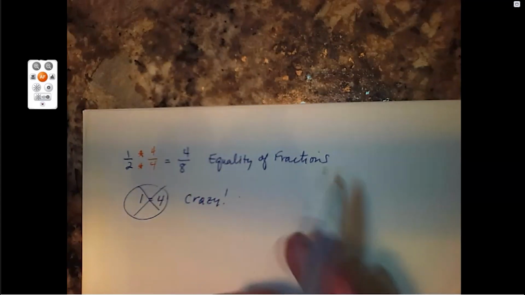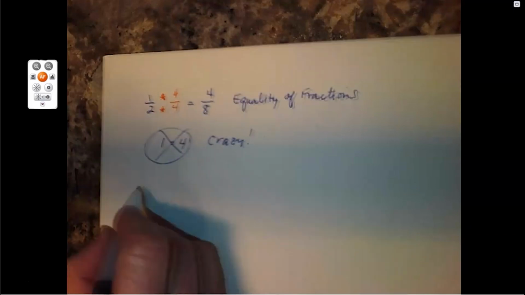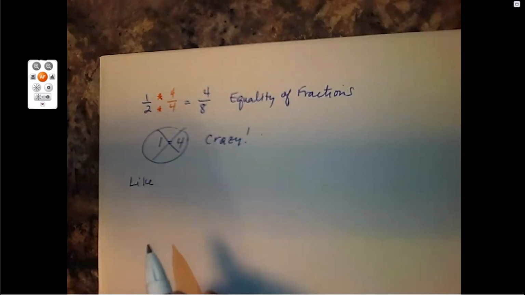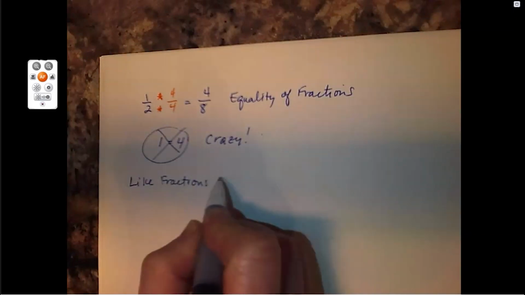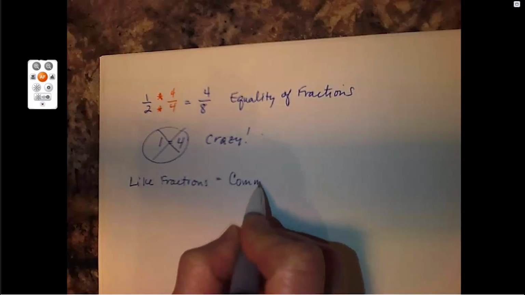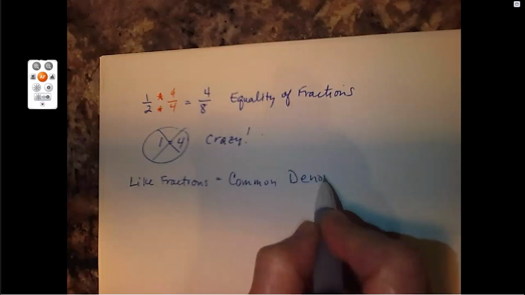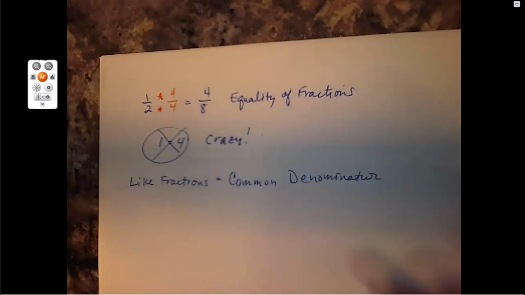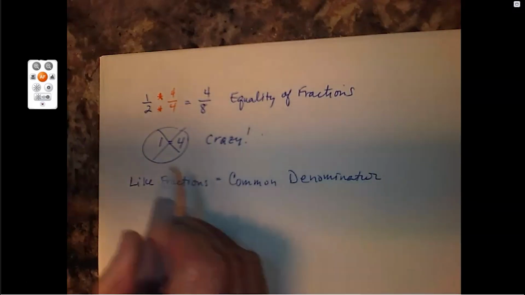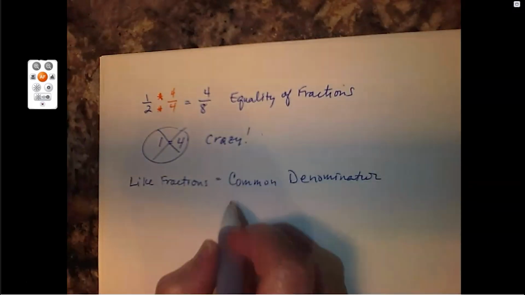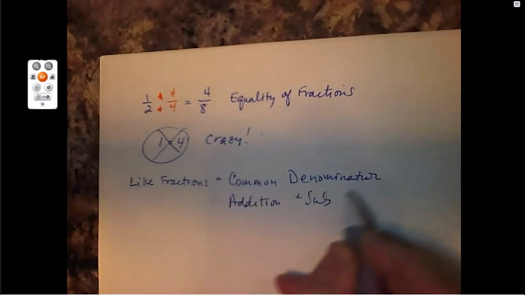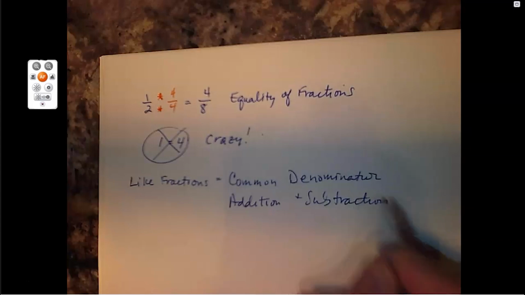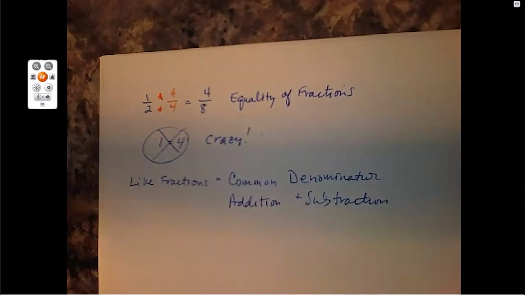All right, so let's also talk about like fractions. Like fractions are ones that have a common denominator. So this idea of like fractions means they have a common denominator. Who cares, right? Well, what that means is the bottom number is the same. So things like addition and subtraction require a common denominator. We're going to practice that in just a little bit.